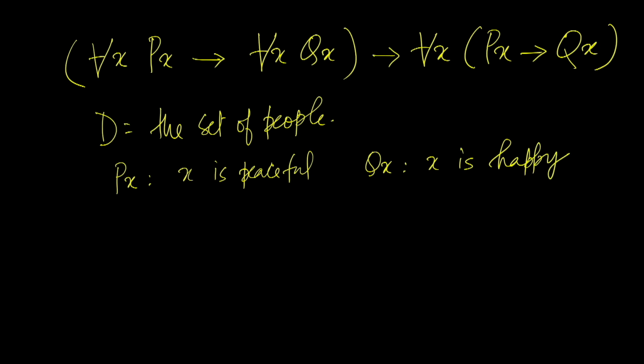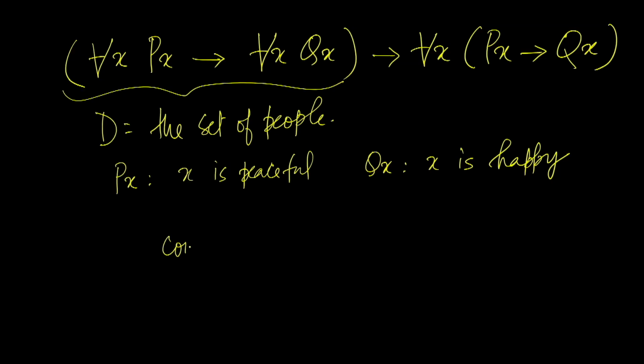So what does this statement assert? It asserts that if all are peaceful implies that all are happy, then for every individual x, if x is peaceful, then x is happy. That need not be the case, because even if the antecedent is true, that is, if all are peaceful, then peace will prevail within humanity, and that is sufficient for all to be happy. Still, the consequent does not follow.